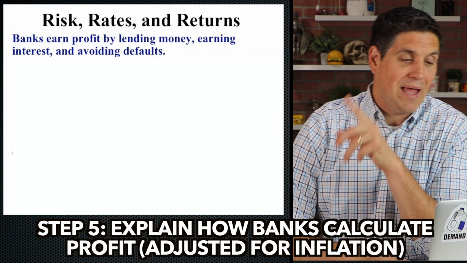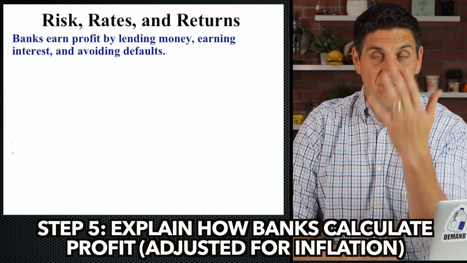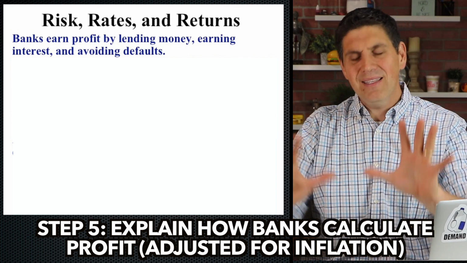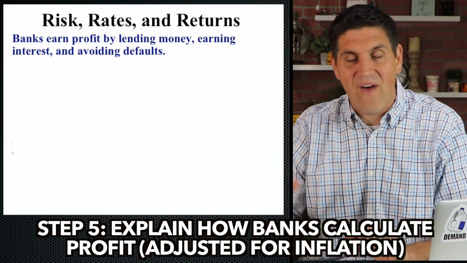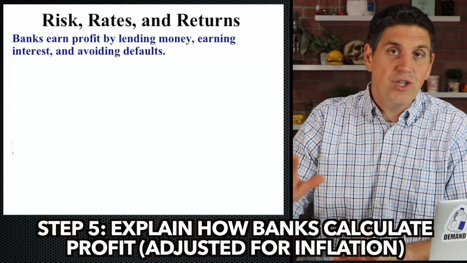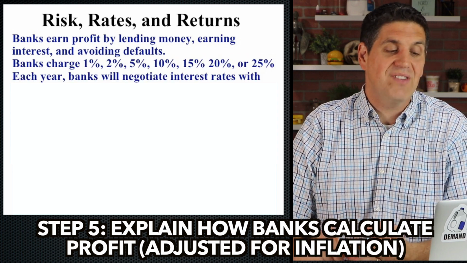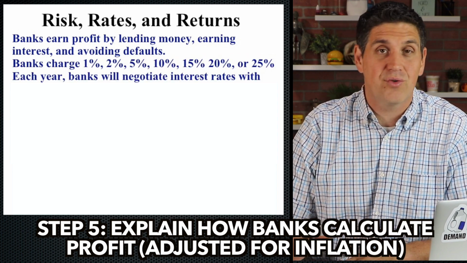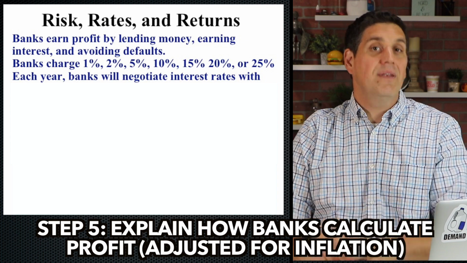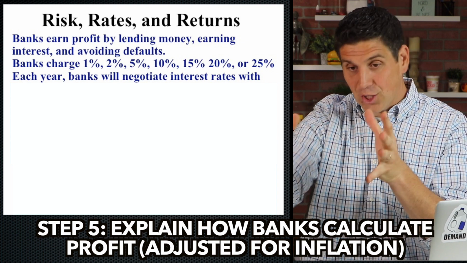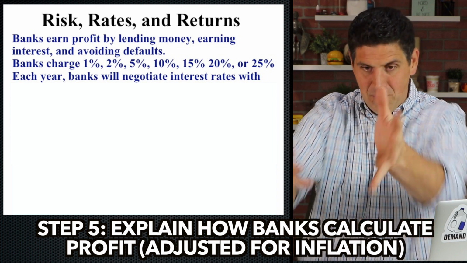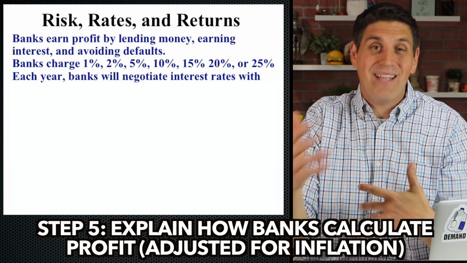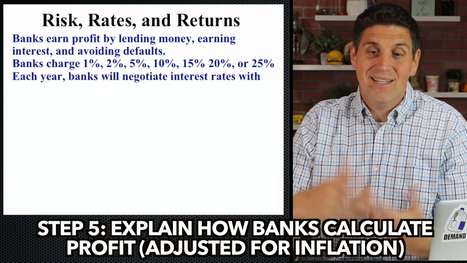Banks earn profit by lending money, earning interest, and avoiding defaults. Now, because it's really hard for students to calculate 2.785 as the interest rate, banks can only charge 1, 2, 5, 10, 15, 20, or 25% interest, nominal interest rate, that is it. Now, when year 1 actually starts, the actual interest rate that any bank is going to charge any business depends on the business, right? The business is going to walk up and the bank is going to size them up, ask them some questions, and decide if they want to lend to them.